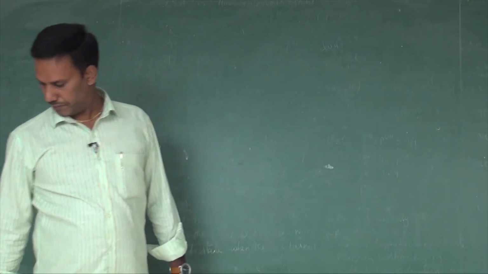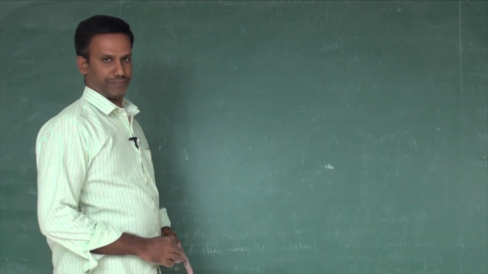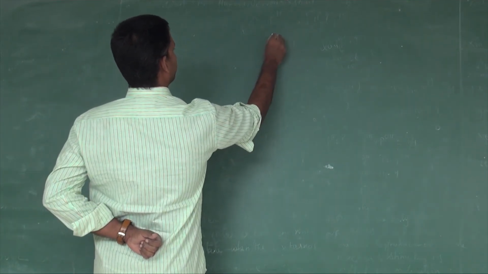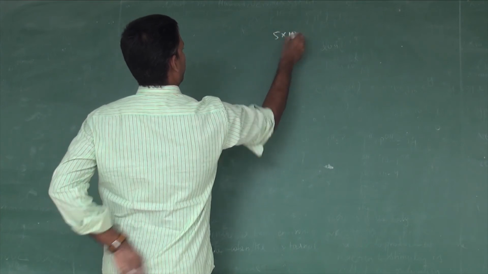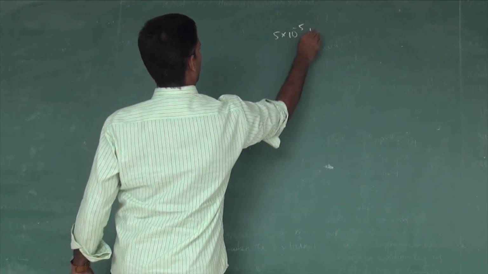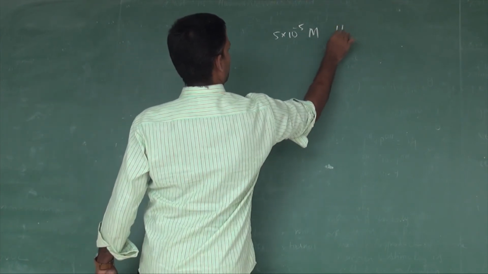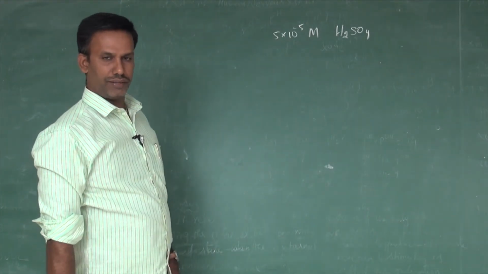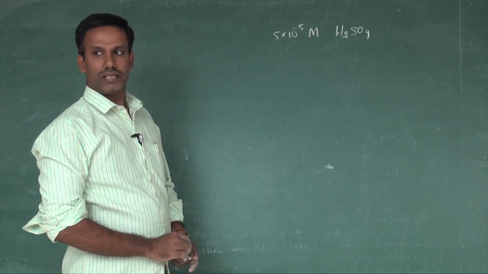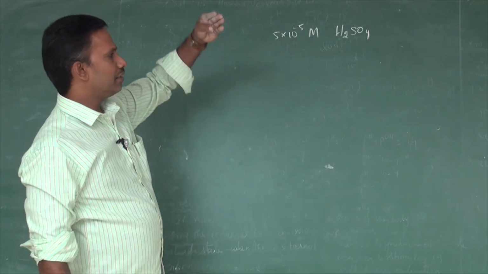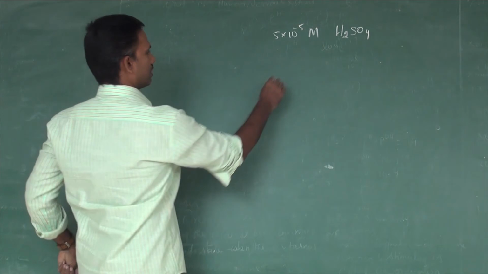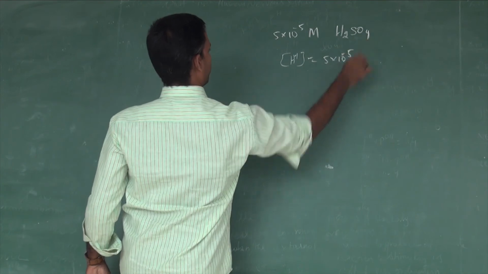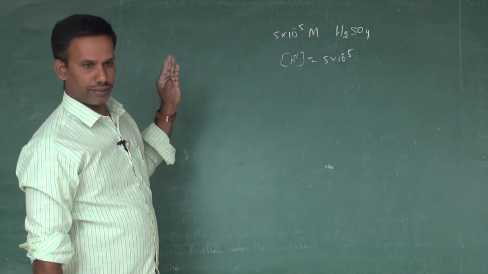The third model of problem relating to pH uses basicity and acidity. For example, 5 into 10 power minus 5 molar concentration of H2SO4. Simply, this is an acid, so you might go with H plus ion concentration equal to 5 into 10 power minus 5. If we go like this, you are going the wrong way.